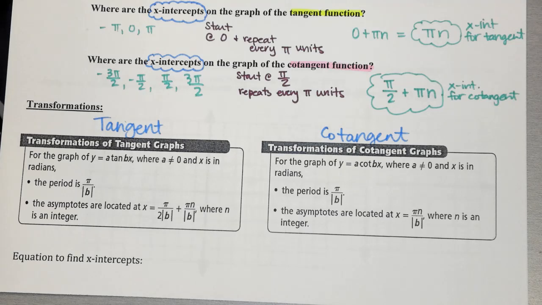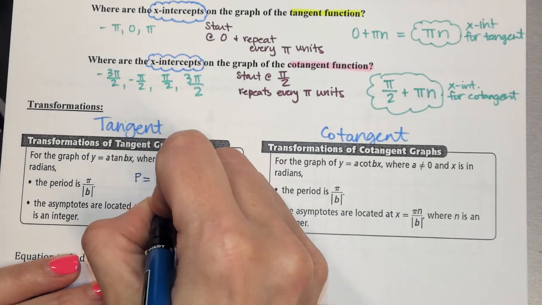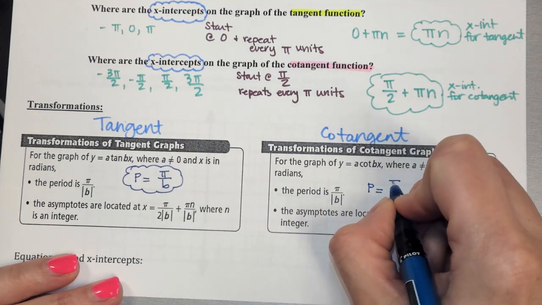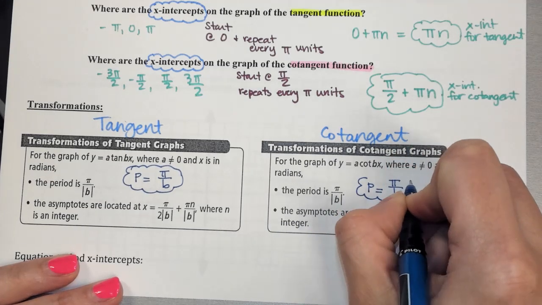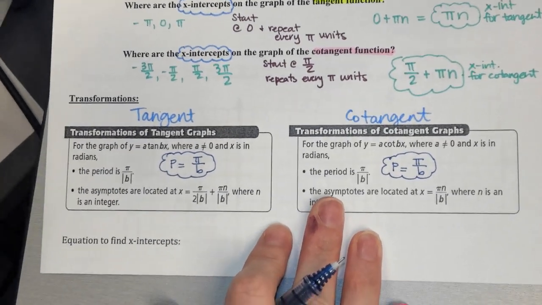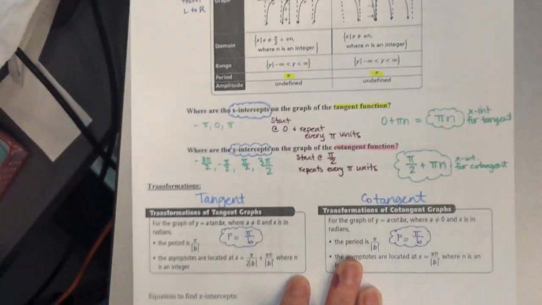Okay, so it says the period is pi over the absolute value of b. We have talked about before that it's common to write it like this: the period is pi over your b value. And if you look at cotangent, it's the same thing. That's similar to sine and cosine. Sine and cosine was 2 pi over b for both of them. So tangent and cotangent are both going to be pi over b. Now, if you look at the equations for the asymptotes, they are different. And that is going to relate back to what we talked about above.